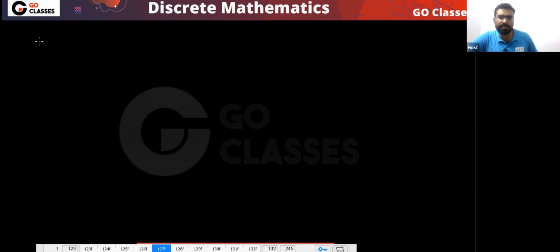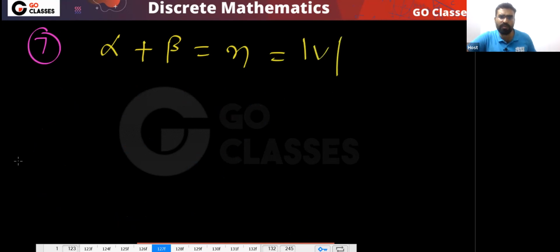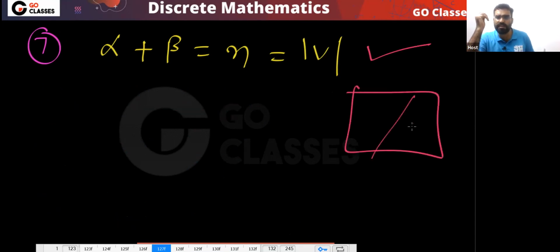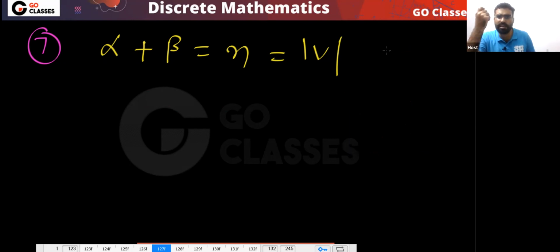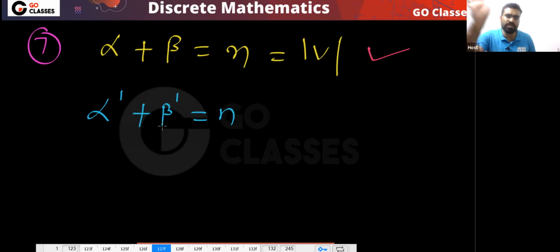Let me tell you just one more thing. You already know that alpha plus beta is equal to n, the number of vertices, right? This we have already seen, the proof we have seen. This is a very cute proof: if this is your independent set, then this is your vertex cover. We saw this proof in the last class. Similarly, you can say alpha dash plus beta dash is also equal to n. But the proof we will not see. The proof is hard and complicated. But you can notice both are actually similar.